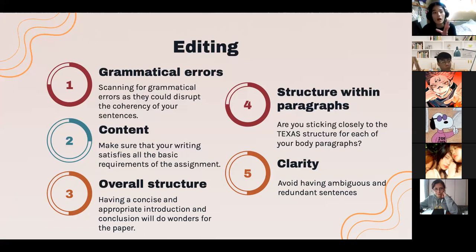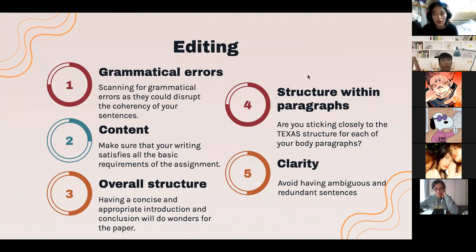Also, there's one thing: grammatical errors usually appear in patterns. It means that if you make one mistake at one time, then perhaps it could be repeated in other places as well. So when you find one really major grammatical error, you want to look out for it in other parts as well.